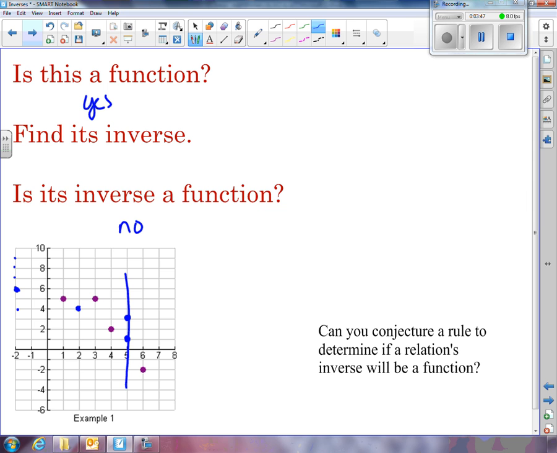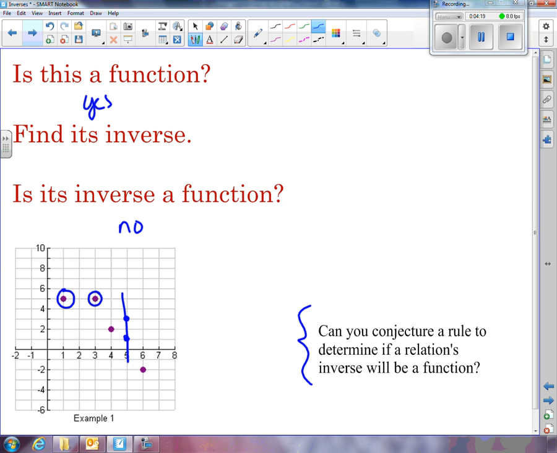So let's try to think about a rule to determine whether or not a relation's inverse will be a function. If you look at what we originally had here, these 2 points really became the issue once we graphed the inverse. Because this point 3, 5 became the point 5, 3, and this point 1, 5 became the point 5, 1. So once they became the inverse, they broke the vertical line test.